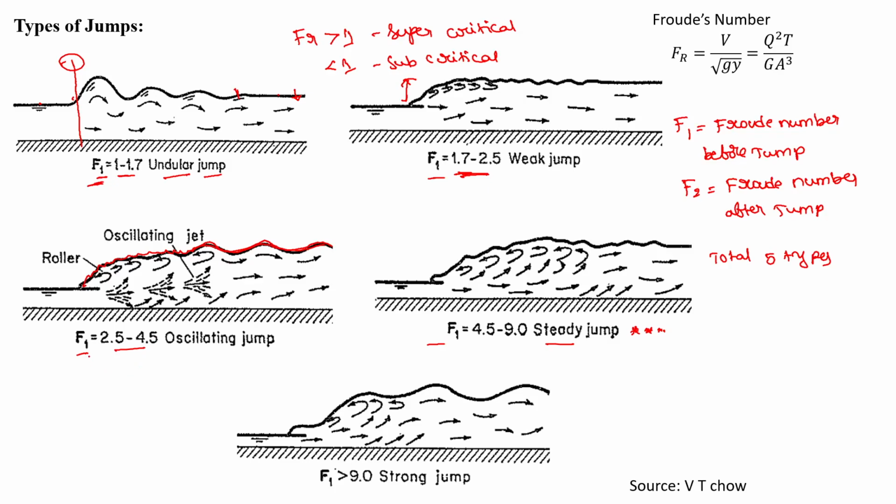The oscillating jump takes place when the Froude number is 2.5 to 4.5. These numbers are important for the IAS exam, not for GATE, where you may not be asked to remember the values. But in IAS, you can expect questions based on these Froude numbers: what is the Froude number range for the steady jump, for the strong jump, like that. When the Froude number is between 4.5 to 9, we can expect the steady jump. When the Froude number is greater than 9, it is a strong jump.